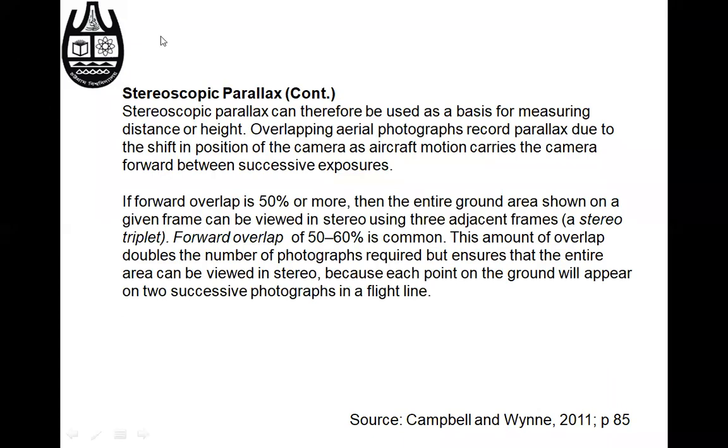So the stereoscopic parallax is the main thing that gives us the basis for measuring any distance or height, as I said before. Knowing the height of things, you can also analyze the depth. At least 50% overlap you need, because you need the same information between two pictures, but 60% is common. So 55% or 60% would be better so as not to lose any information.